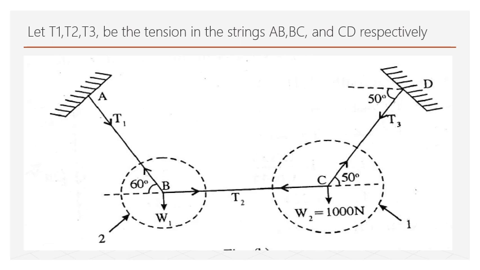First I'm taking the joint C, so that circle is marked as 1. We are drawing the free body diagram. Please observe the forces acting at the joint C. We can see the tension in the string CB, that is BC, the tension in the string CD, and the weight W2, the 1000 Newton force. Three forces are acting at the joint C. So let's draw the free body diagram of the joint C.